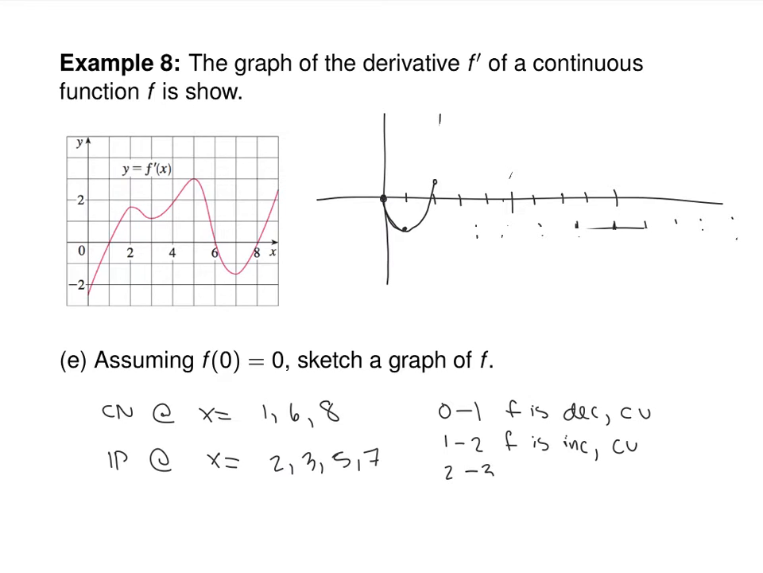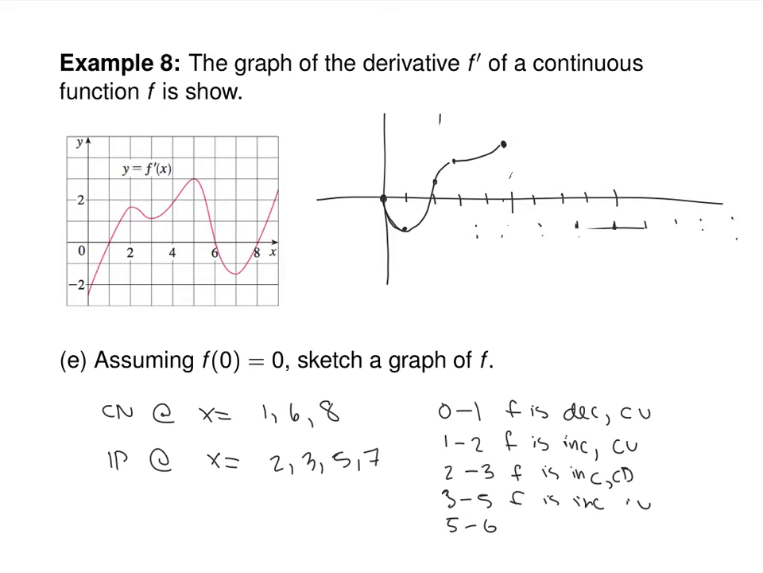Okay, next we have 2 to 3. F still increases. What's different? Yep, increases, concave down. Okay, then from 3, the next important number is 5. F still increases, and it's concave up. 3, 4, 5. Okay, increasing, concave up.